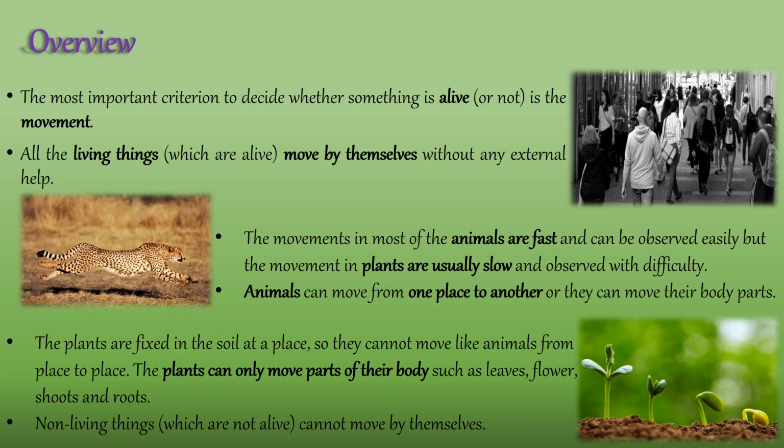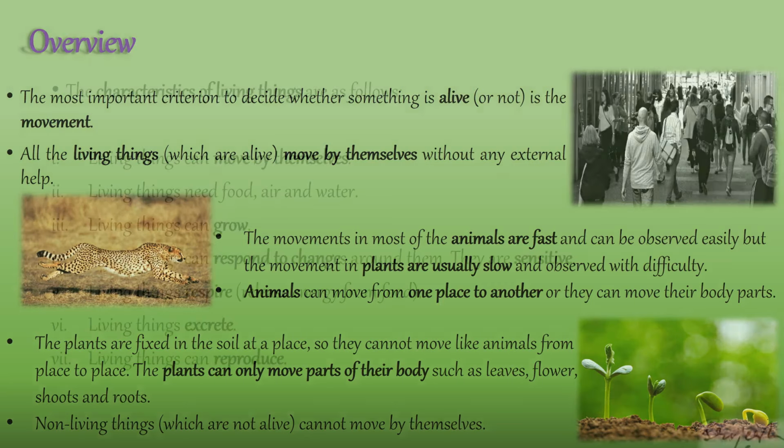Animals can move from one place to another or they can move their body parts. The plants are fixed in the soil at a place, so they cannot move like animals from place to place. The plants can only move parts of their body, such as leaves, flowers, shoots, and roots. Non-living things, which are not alive, cannot move by themselves.